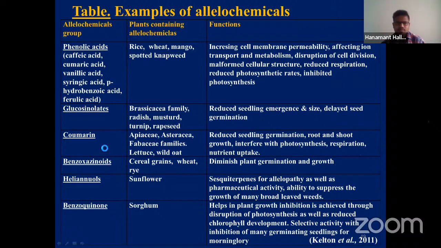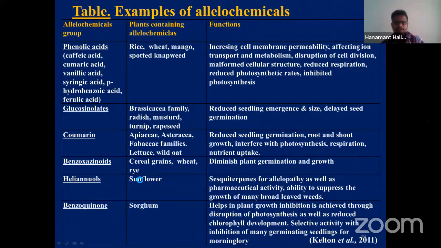Then the coumarin group of chemicals, the allelochemicals, includes species from the Apiaceae, Asteraceae, and Fabaceae families, lettuce, and wild oat. The main mode of action is reduced seedling germination, reduced root-to-shoot growth ratio, and interference with photosynthesis, respiration, and nutrient uptake.